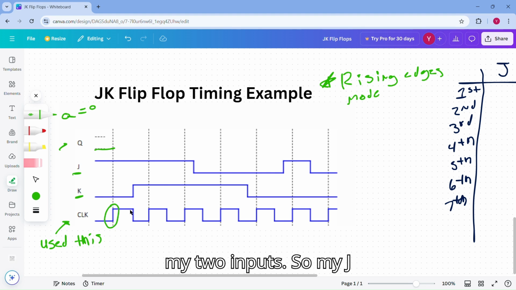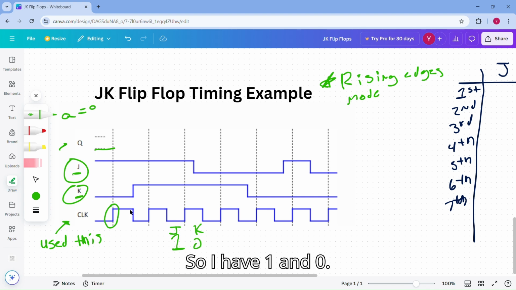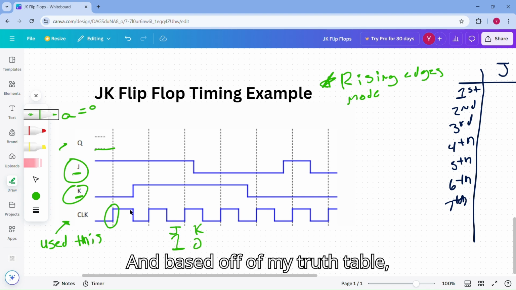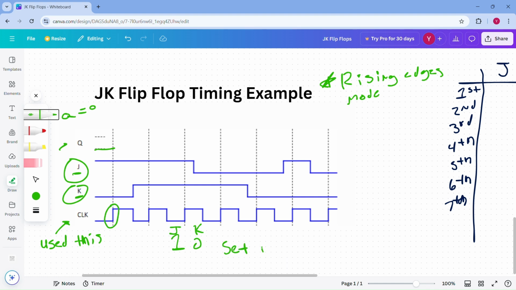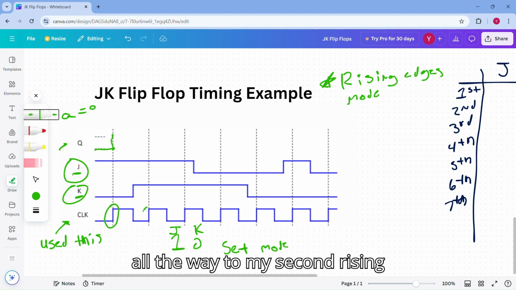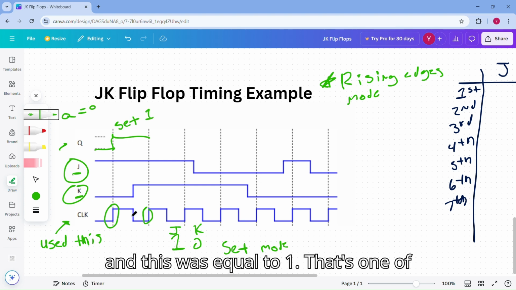Let me look at my two inputs. So my J is a 1, and my K is a 0 right now, okay? So I have 1 and 0. And based off of my truth table, when J is a 1 and K is 0, I'm going to be in my set mode. Okay? So from here, I'd go to a 1, and then I'm going all the way to my second rising edge. And so this was set, and this was equal to 1.